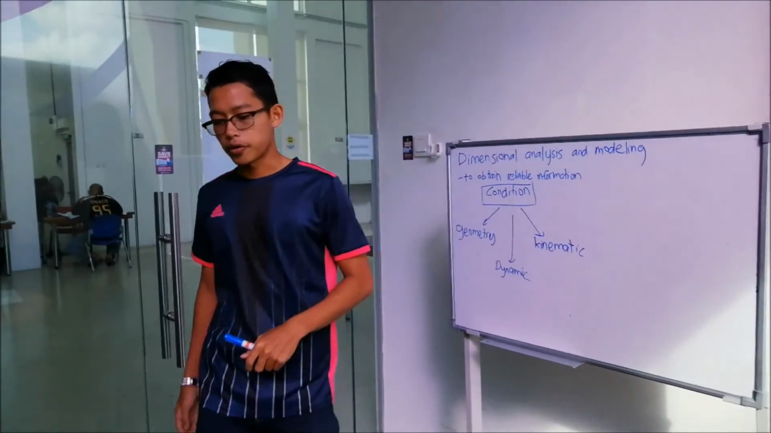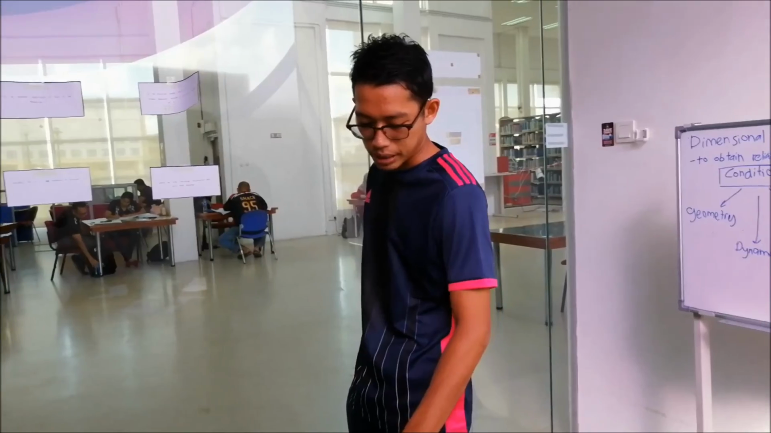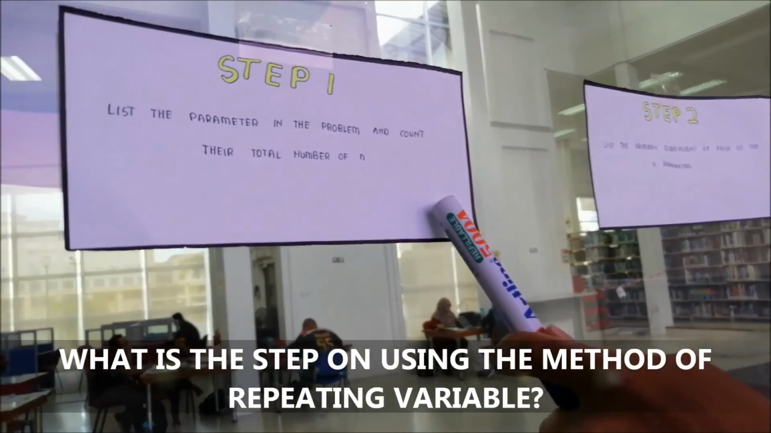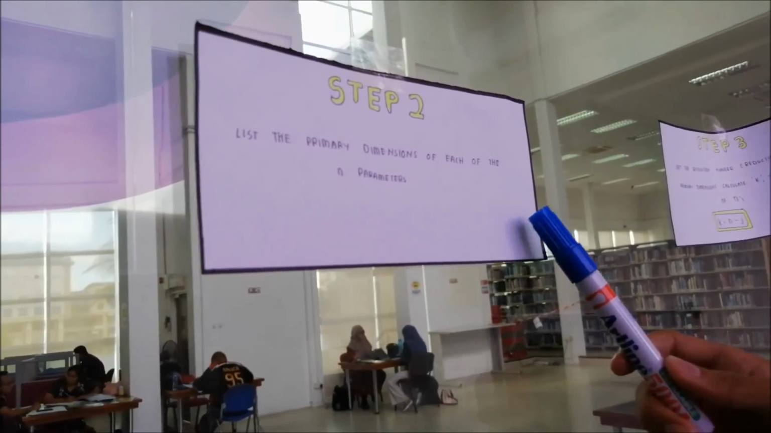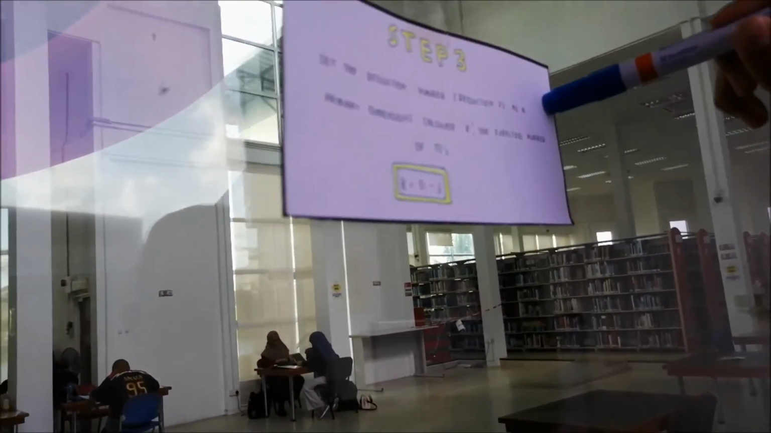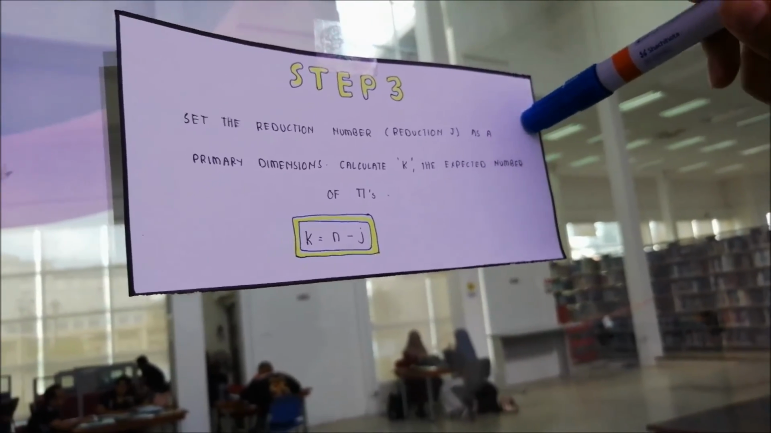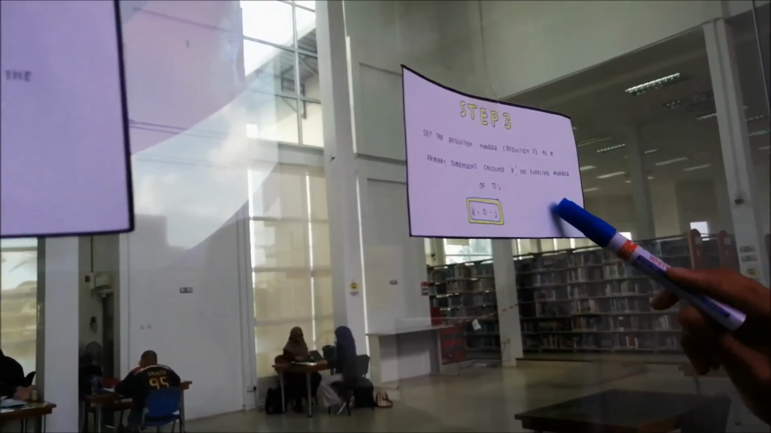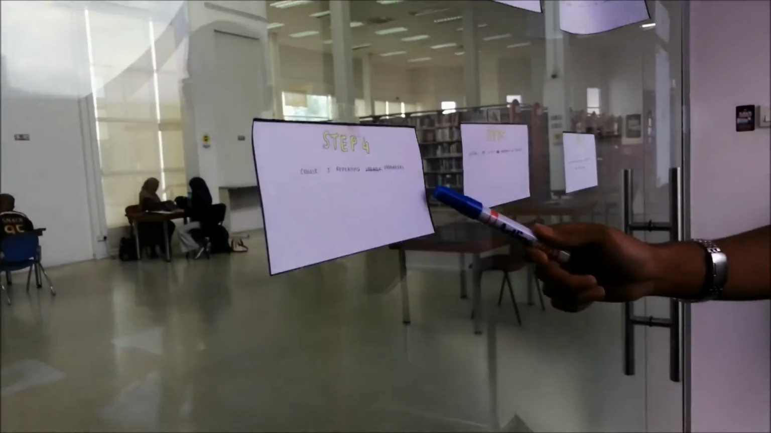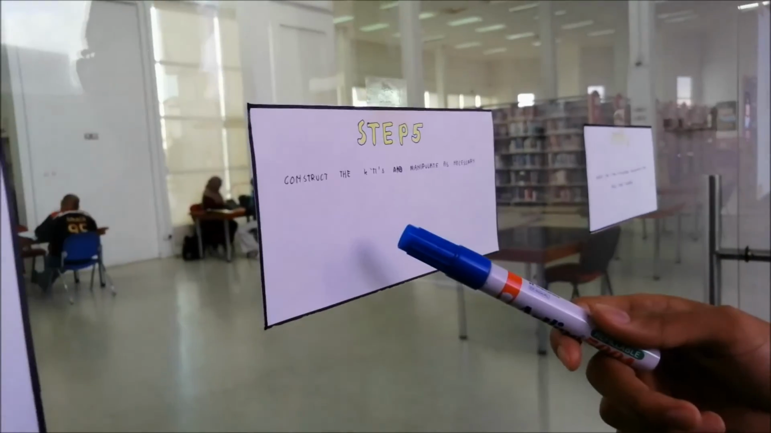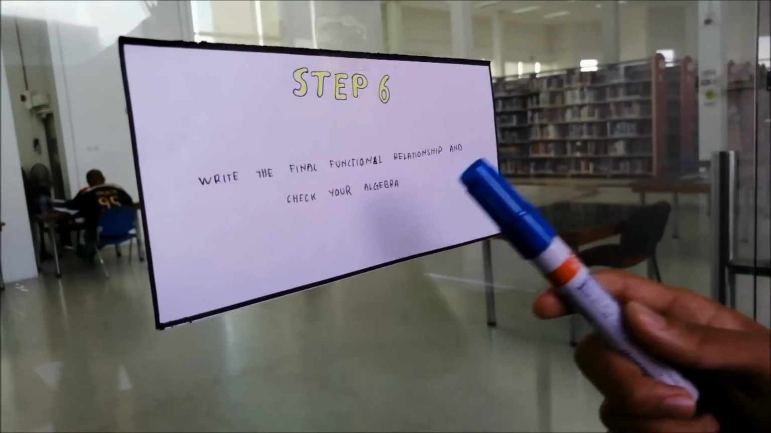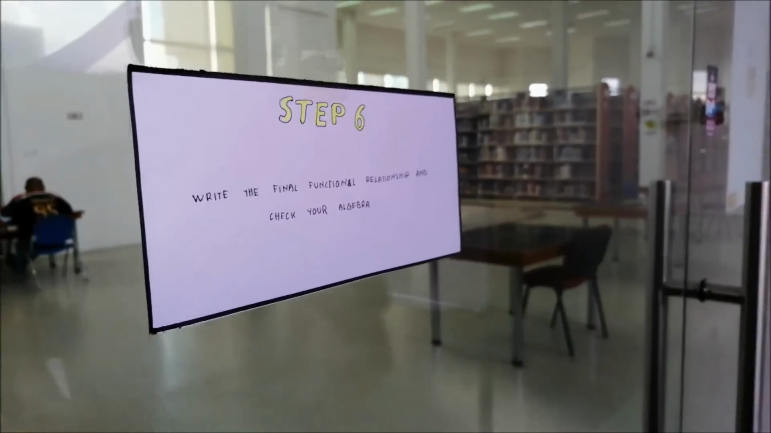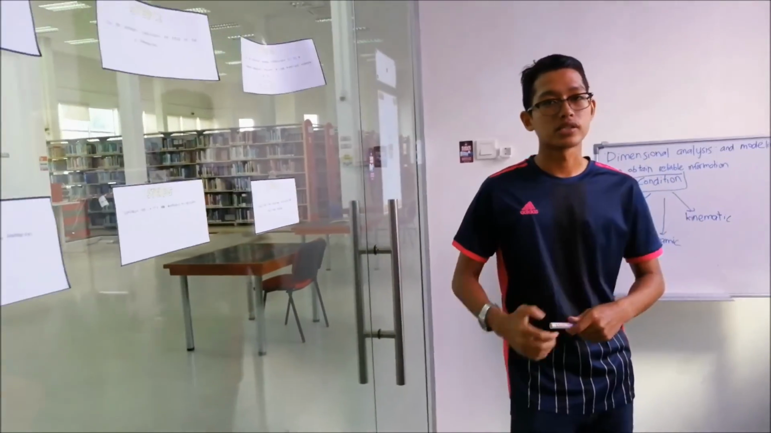So let's continue for the method of repeating variable theorem. The first step is list the parameter in the problem and count their total number of n. The second step is list the primary dimension of each of the n parameter. The third step is set the reduction number as a primary dimension, calculate k as the expected number of pi. The fourth step is choose the j repeating parameter. The fifth step is construct the pi manipulated as necessary, and the last step is write the final functional relation and check your algebra. So let's go for an exercise.